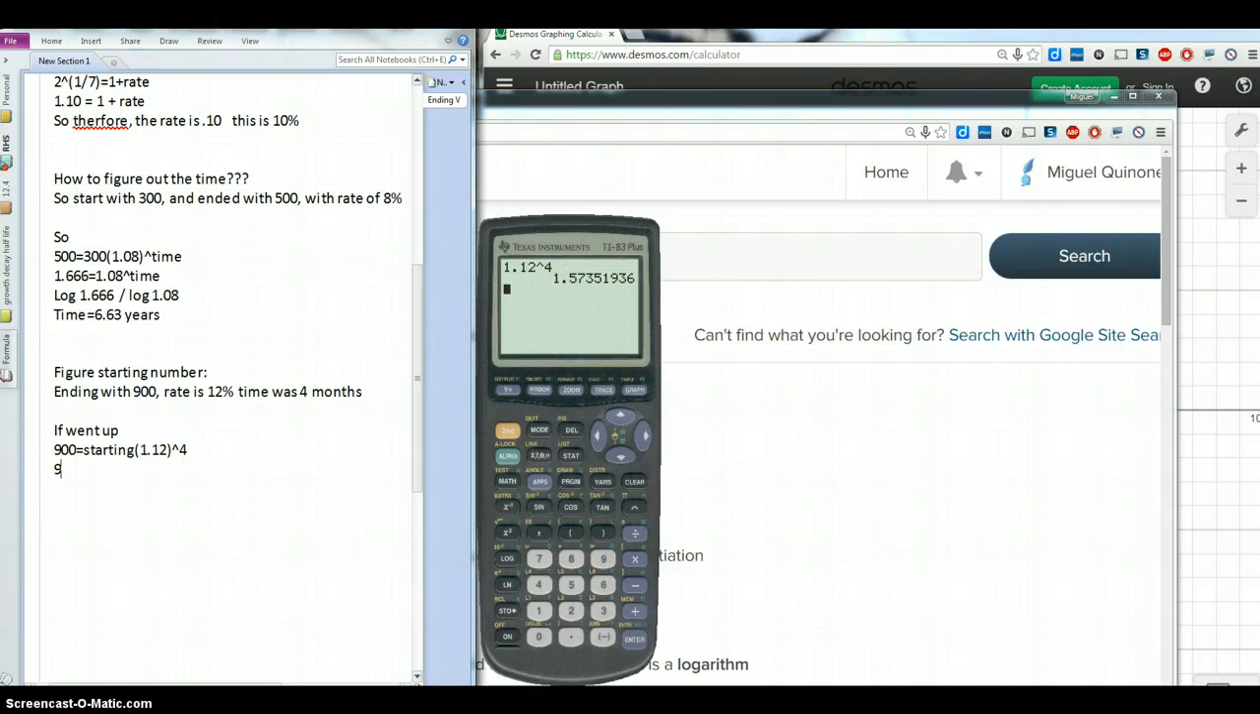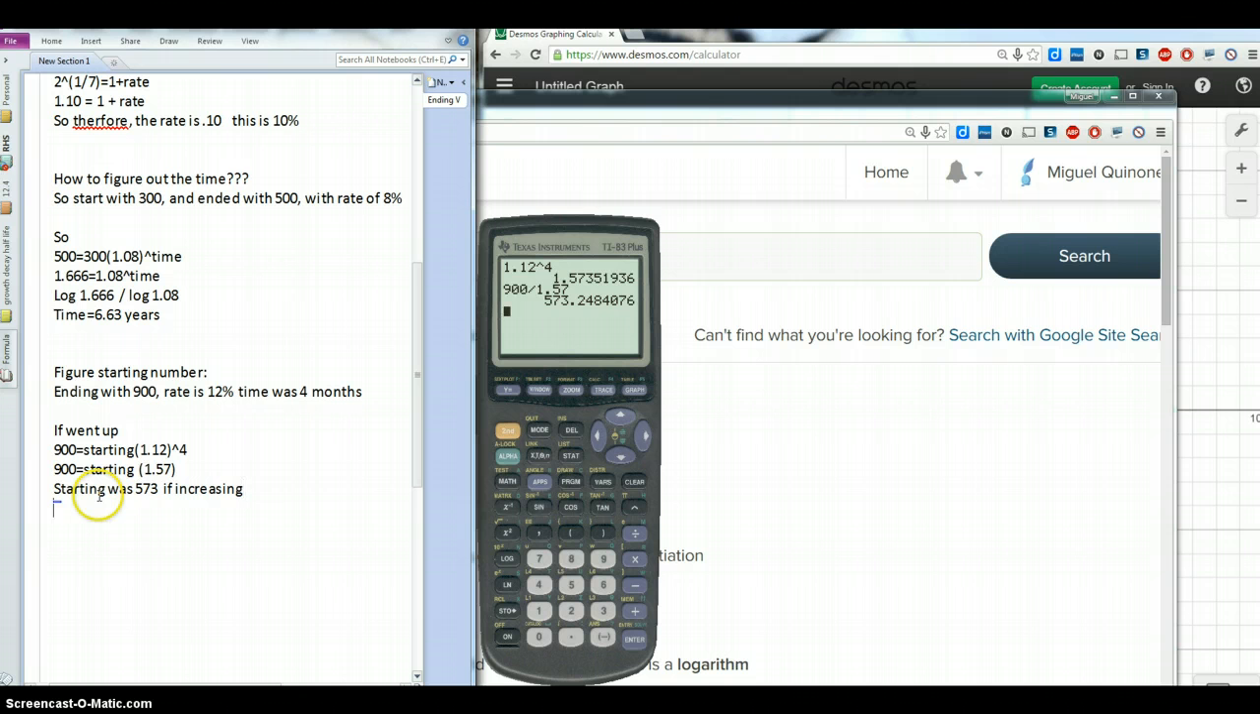Okay, so it'll be 900 equals starting times 1.57, whatever. And now we can divide both sides. That'll get rid of it. So divide this by 1.57 and divide that by 1.57. That'll disappear, and you'll have starting. So basically, it's 900 divided by 1.57, which gives you the starting was 573 if the rate was going up, if we were increasing.